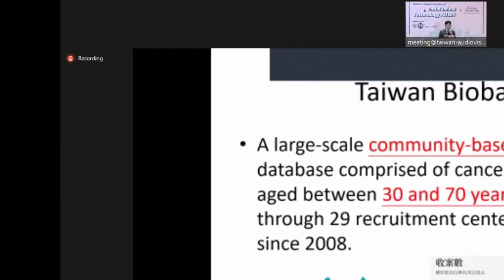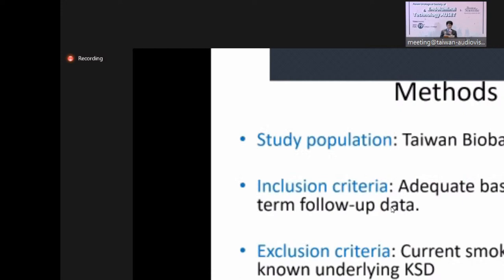We do our best to explore the relation between environmental factors and the disease. The study population of my study is from Taiwan Biobank. The inclusion criteria is adequate data, of course.